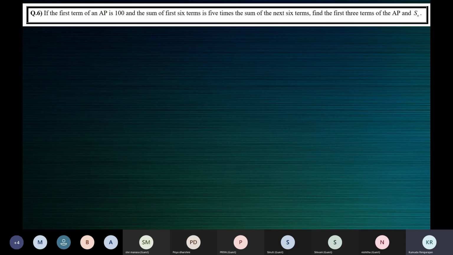Here is your next question. If the first term of an AP is 100, and the sum of the first 6 terms is 5 times the sum of the next 6 terms, find the first 3 terms of the AP and SN. Write down the question, children. Leave some space to work the earlier question.